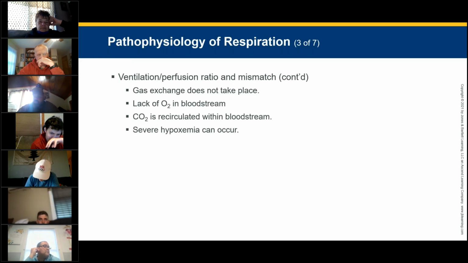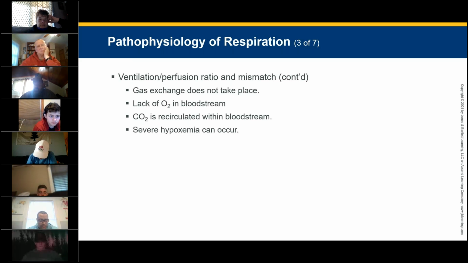So when your ventilation and your perfusion are not matching, when it's not at homeostasis, when it's not at its norm, the gas exchange isn't going to happen correctly. You end up with a lack of oxygen and an increased amount of carbon dioxide.